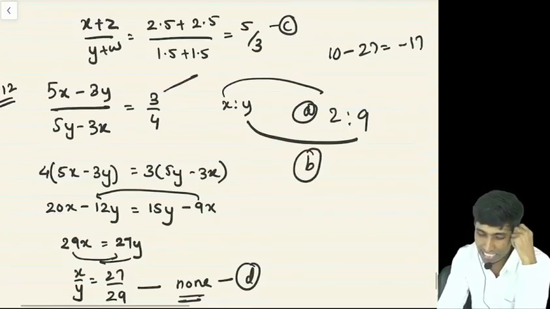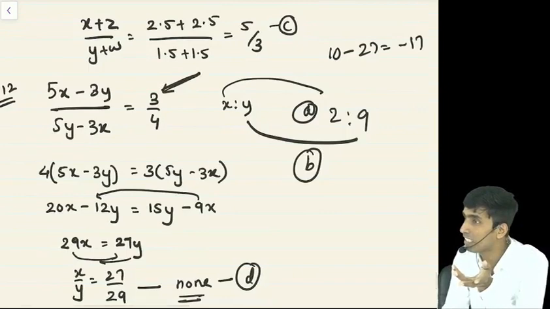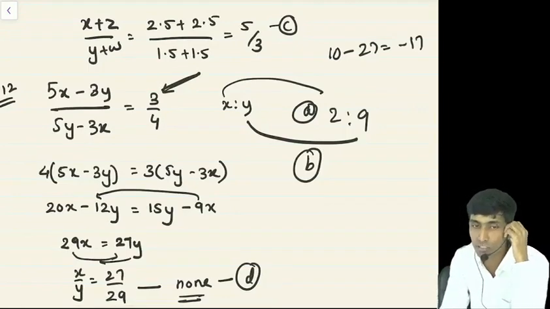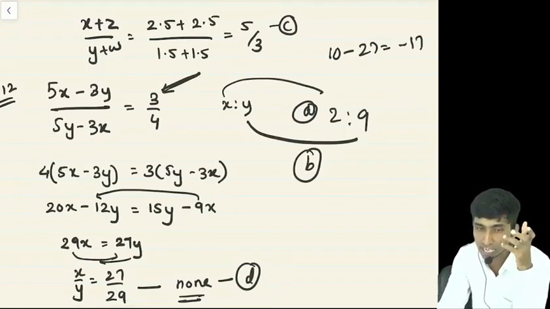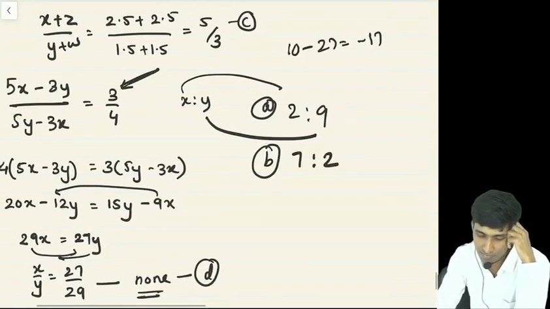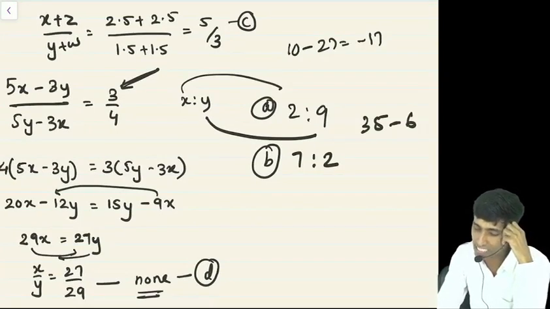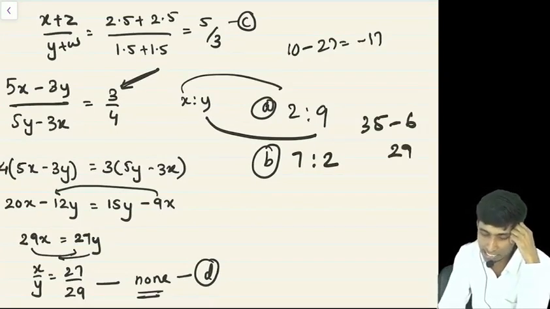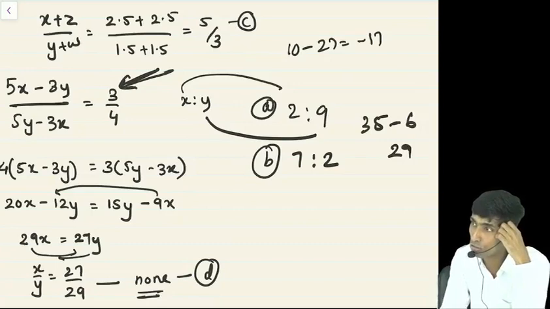Go for the B. Minus 17. Here I want 3 now. So I'm getting 17, so that is not the option. Check the next one. Option is 7 is to 2. 5 7s are 35 minus 3 2s are, answer is how much? 29. Is it there here in the numerator? No. Correct? So this option is also not there.